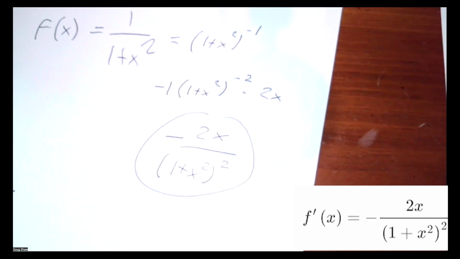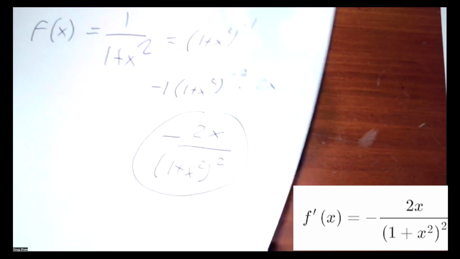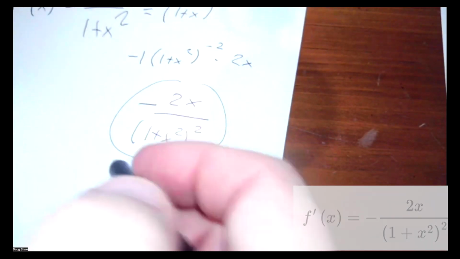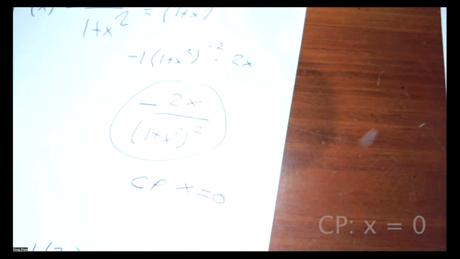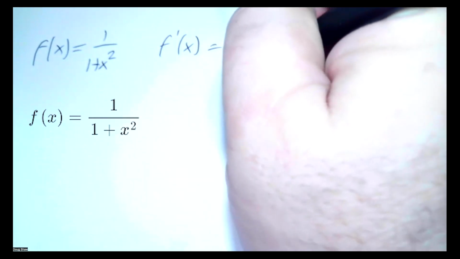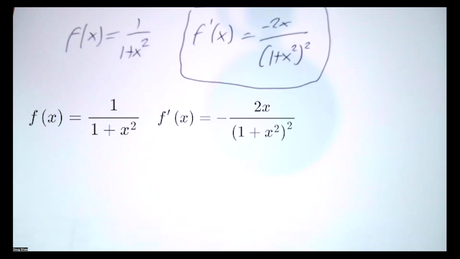Now the critical points are going to be where this is 0 or undefined. Well, it's defined everywhere, and it's 0 when x equals 0. So my critical point is x equals 0. That's where this thing is equal to 0. Just to remind us, I have f of x equals 1 over 1 plus x squared, and f prime of x is -2x over 1 plus x squared squared. And I've been asking you to put a little box around the derivative. Okay. So my critical point is x equals 0.